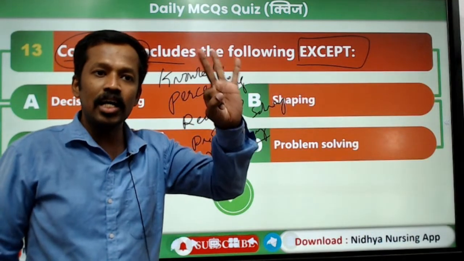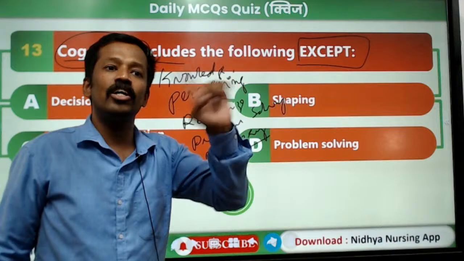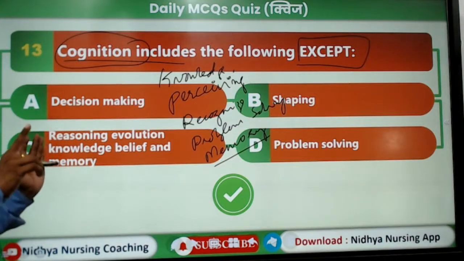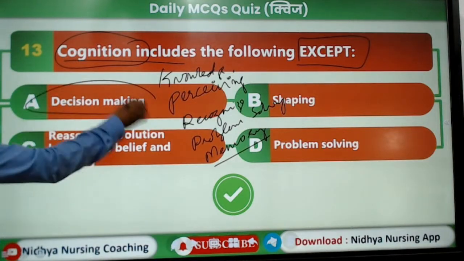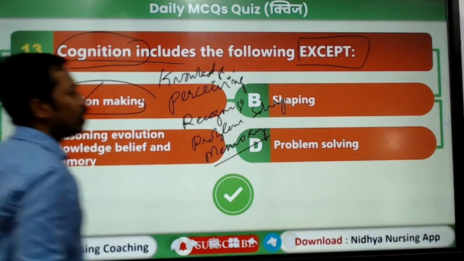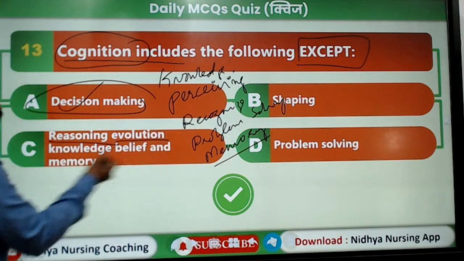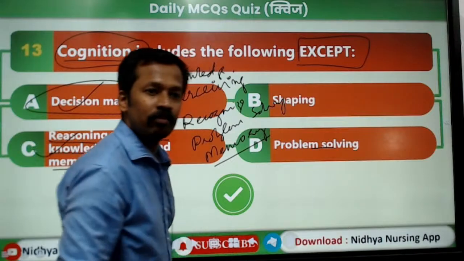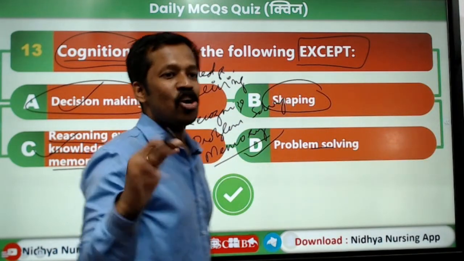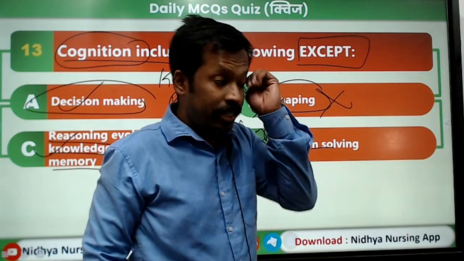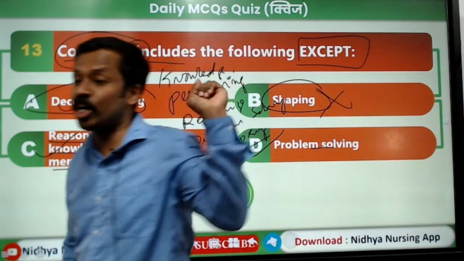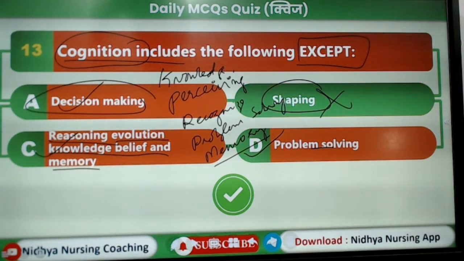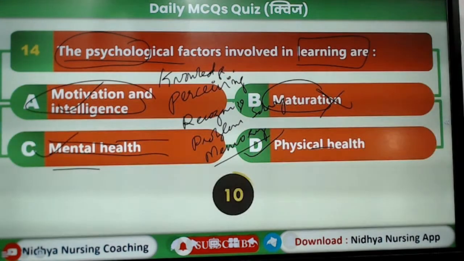Three options are examples of cognition. One is not. That is our answer. Okay, fine. So here, decision making, is it cognition? Yes. Then reasoning, evaluation, knowledge, belief and memory. Yes. Problem solving. Yes. But shaping? No. Shaping is not a cognition. So what is the answer? Shaping. Okay, fine. Next.